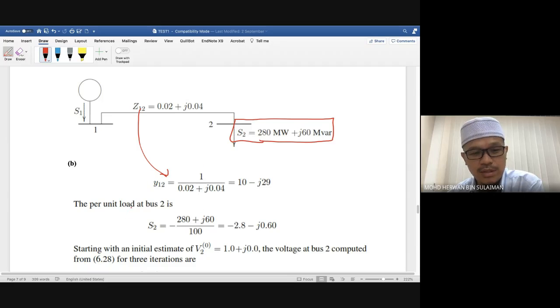Okay, so and then the per unit at bus 2 you need to divide by 100 because our MVA is 100 MVA. Remember, this is a load, negative kena ada negatif. Why negatif? Sebab dia keluar dari bus. It's negatif. Kalau masuk dia positif. So negatif 280 tambah J60 bagi 100. So you get minus 2.8 minus J 0.6.